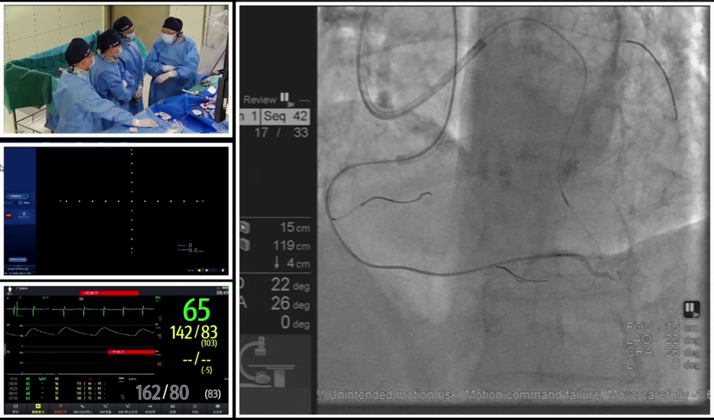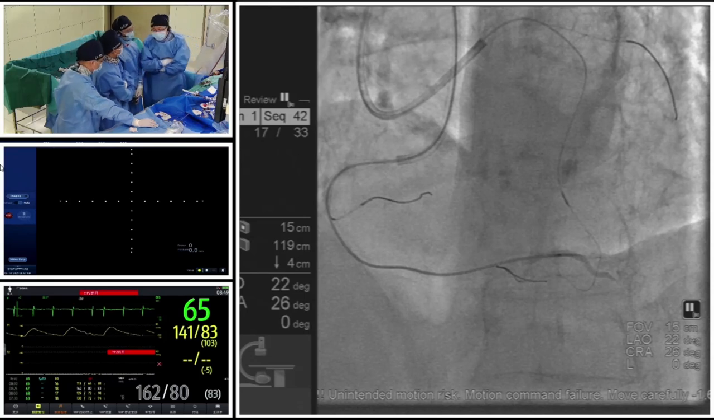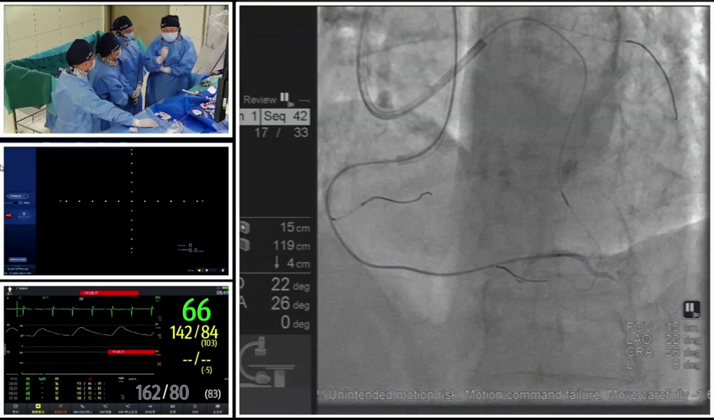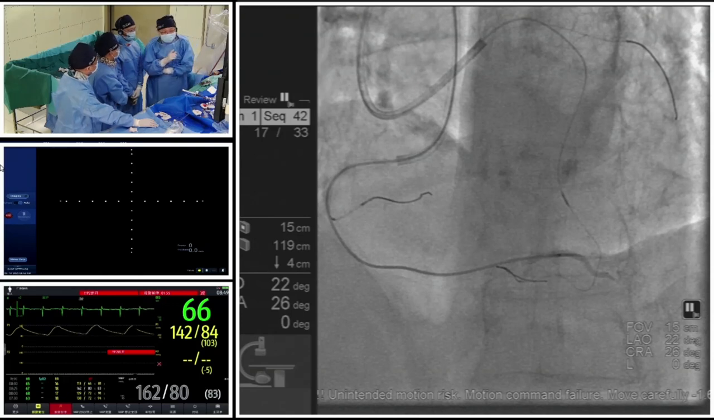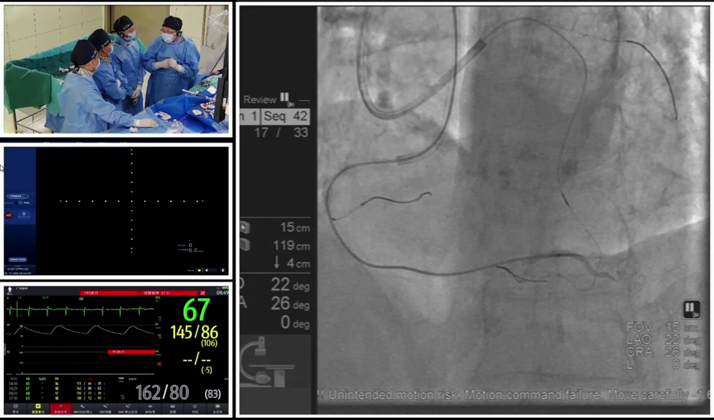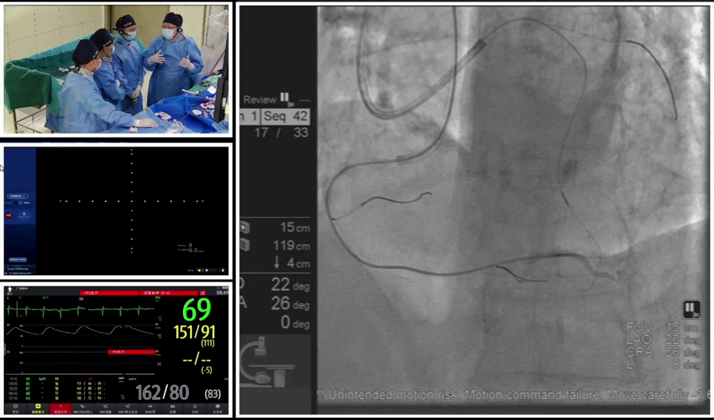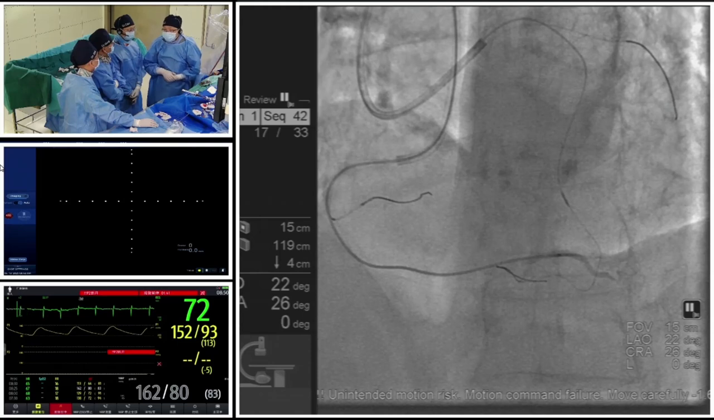And why use Pilot 150? We already know the wire is in the subintimal space. So in such conditions, it should be the last technique. The wire should use a relatively stiff Pilot 200. The Pilot 150, I think, for this small lady is strong enough. If this is a big guy, a gentleman, I may use Pilot 200.